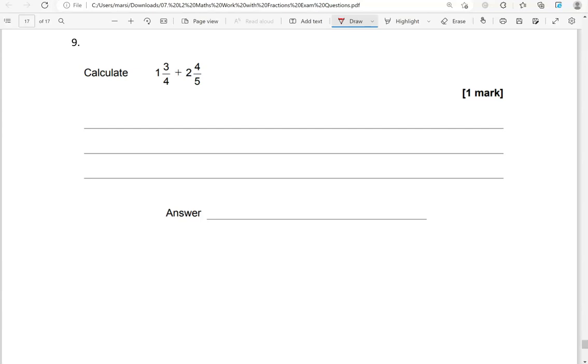Calculate 1 3/4 plus 2 4/5. So common denominator for these two can be 20. To get from 4 to 20, multiply by 5. So we'll do the same to the top number. 3 times 5 is 15. To get from 5 to 20, we multiply by 4. So 4 times 4 is 16. 15 and 16, that is 31/20.